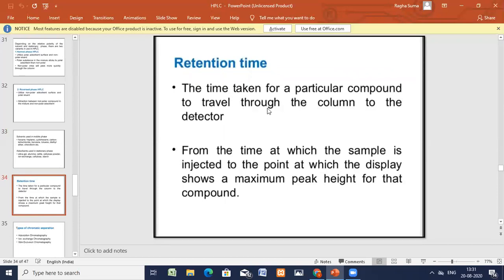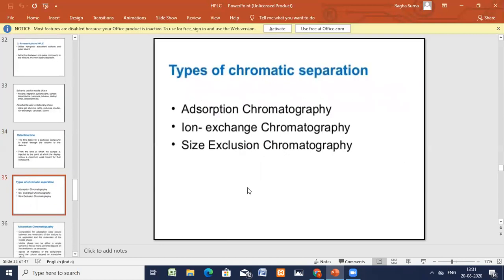Now, the principle behind the whole instrumentation is retention time: the time taken for a particular compound to travel through the column to the detector. From injection to the detector, how long it takes as it passes through the column, that is retention time. It is measured from the time at which the sample is injected to the point at which the display shows the maximum peak height for that component.